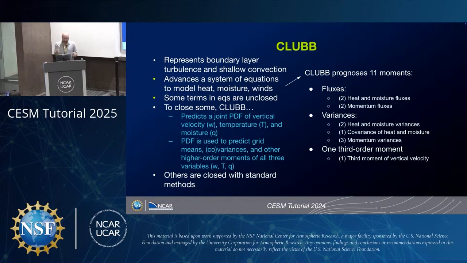So CLUB uses different techniques to close these terms that are not already closed. Some of them are closed using a joint probability distribution function, PDF, which is a PDF of velocity, temperature, and moisture. So you can integrate over that PDF to close some of the terms that we need for these equations. And then other terms are closed using standard theoretical methods that go back to the 70s and 80s. These would be more like pressure terms because pressure is not in the PDF. So we can't use the PDF to close pressure terms. But that's just a basic overview of radiation and ZM and CLUB.